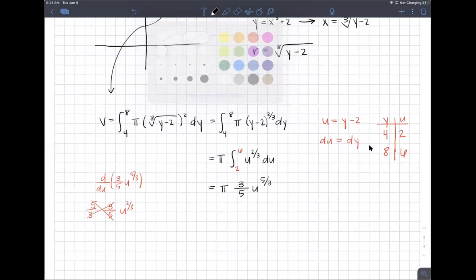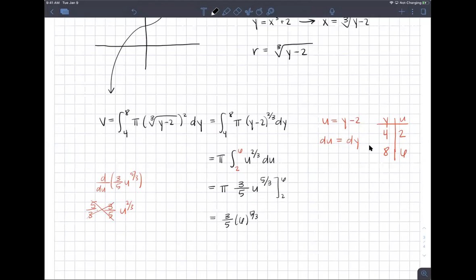And then you're going to evaluate that from 2 to 6, and so whatever that gives you. So 3/5 times 6 to the 5/3 pi minus 3/5 times 2 to the 5/3 times pi. Whatever that is, I don't know. I don't care.